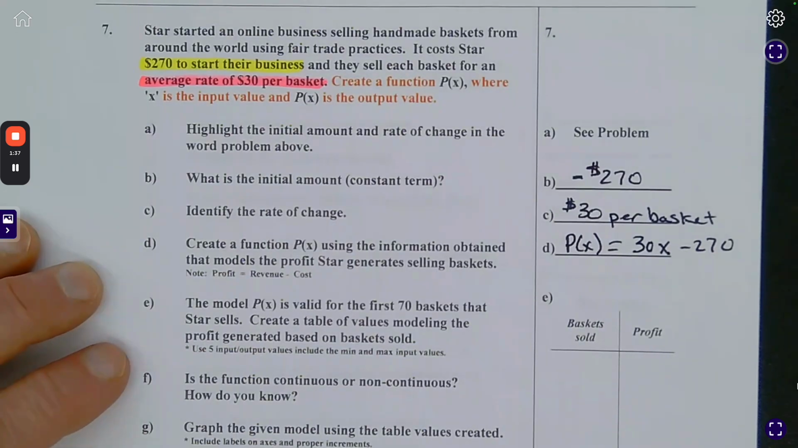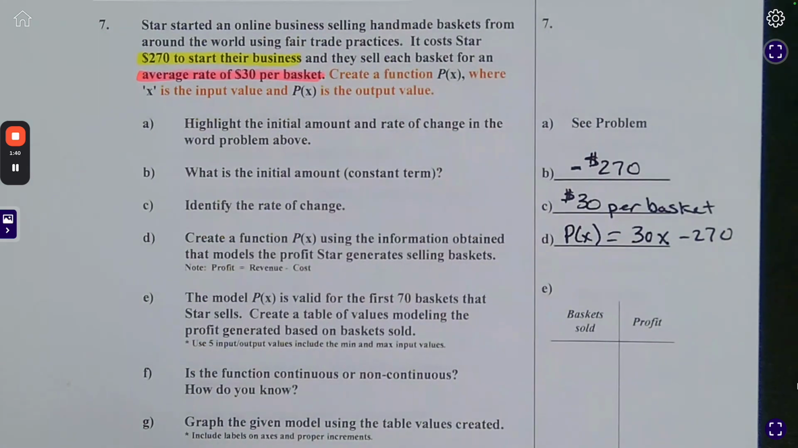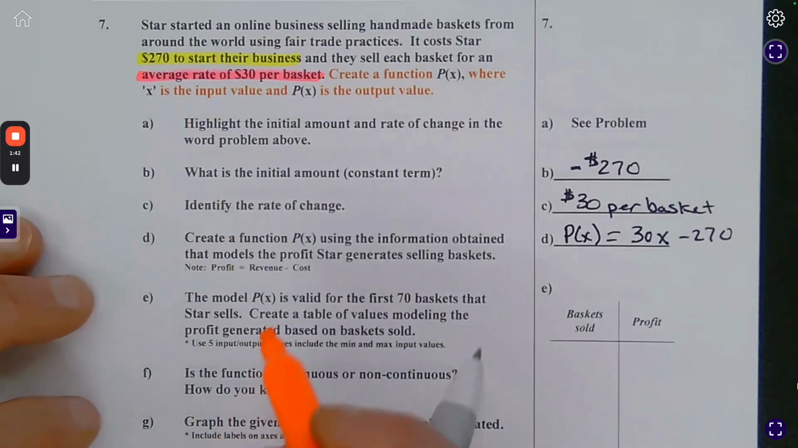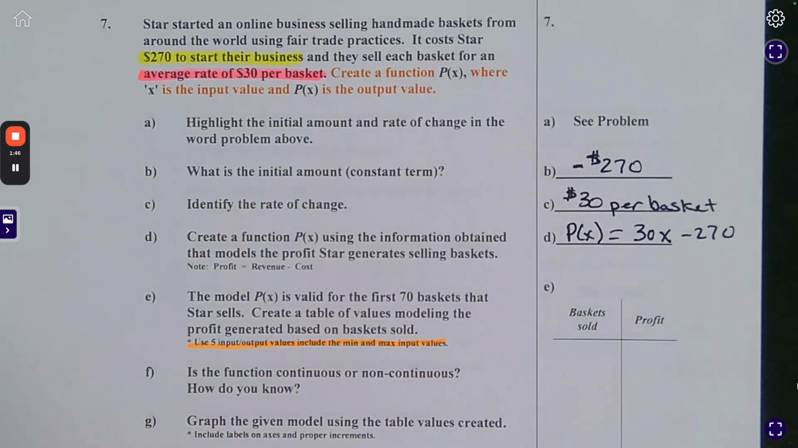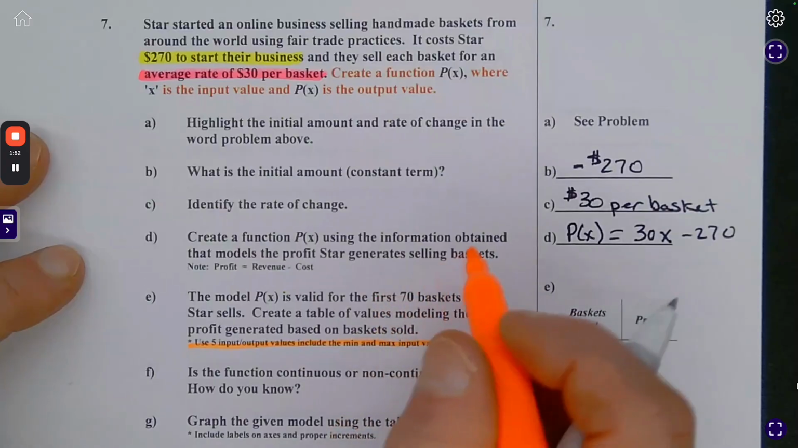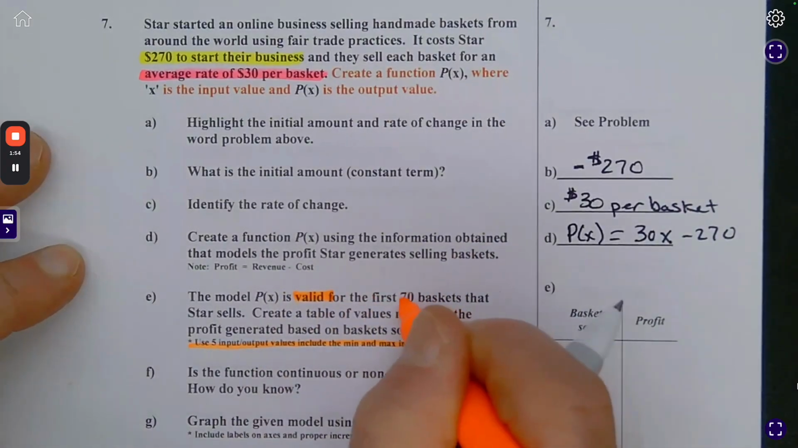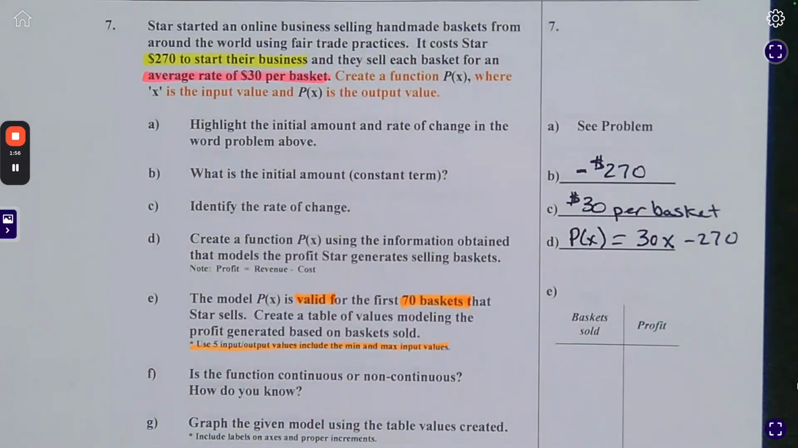E, create a table of values. Notice they ask us to create a table of values with 5 inputs and 5 outputs. Also notice this: the model is only valid for 70 baskets. After that, something changes, right? Either she starts selling the baskets for more or less, or she just stops selling them. So let's find out.